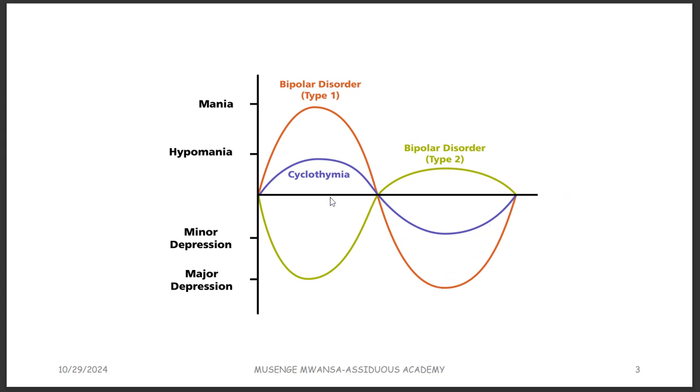When you have a normal mood, that is euthymic, like normal mood. You're not too happy, you're not too sad. You can have a major depressive disorder, where you can see the mood is so low. And then you can also have a minor depressive disorder. On the upper part where your mood is high, you can have mania, which is basically a very high mood, or hypomania, which is also a high mood, but it's not as high.